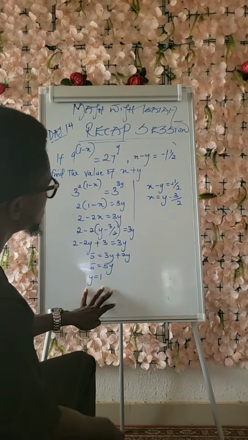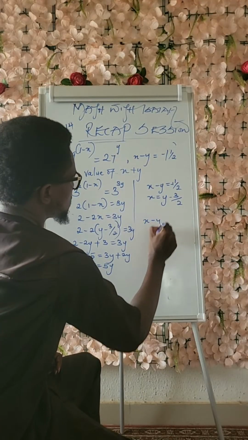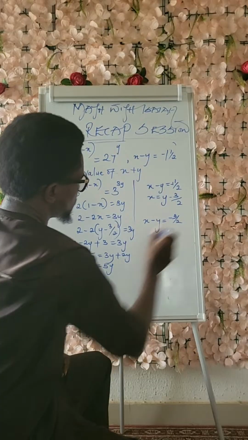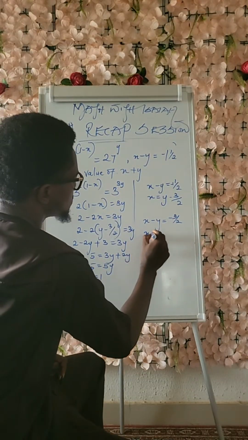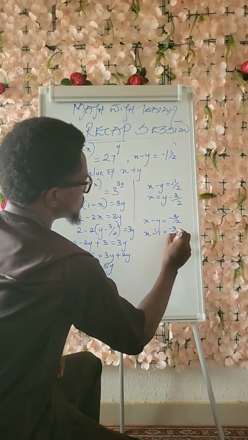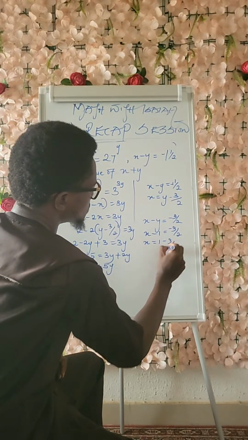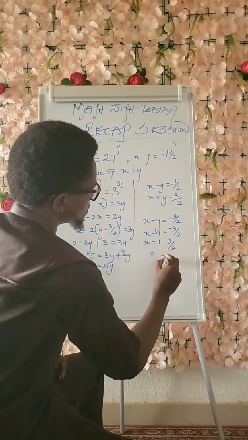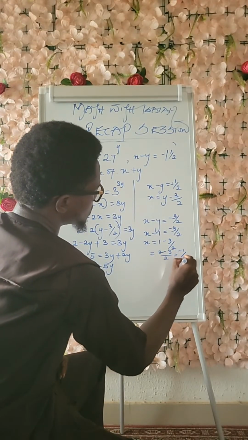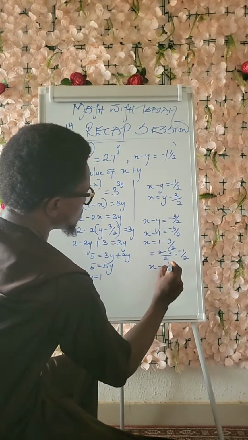Now what's the value for x? Now they said x minus y equals this. So x minus y equals minus half. That's minus 3 over 2. What did we get for y? 1. So x minus 1, y is 1, remember, equals minus 3 over 2. Take this outside. X equals 1 minus 3 over 2. That's what? 2, 2, 3, that's minus 1 over 2. So that means x is minus 1 over 2.